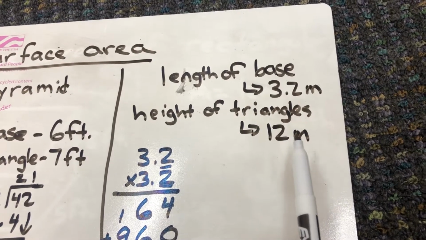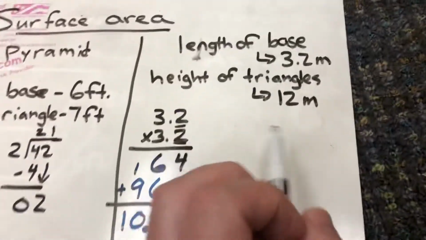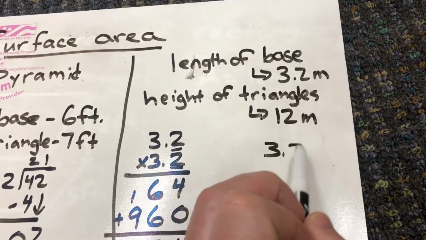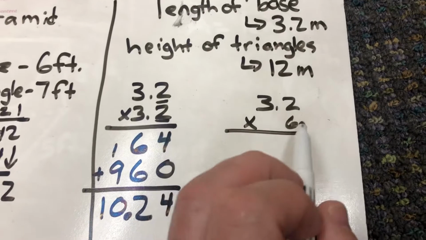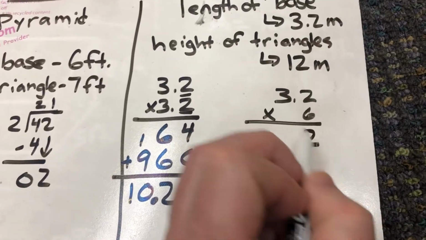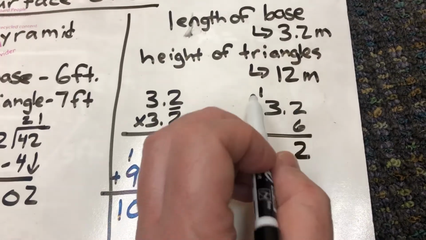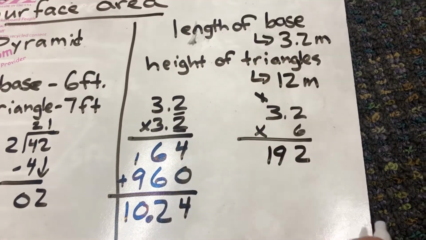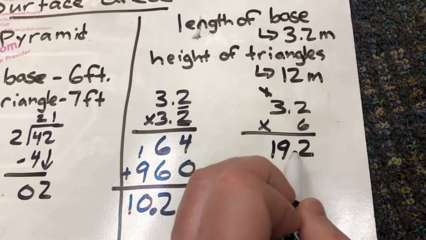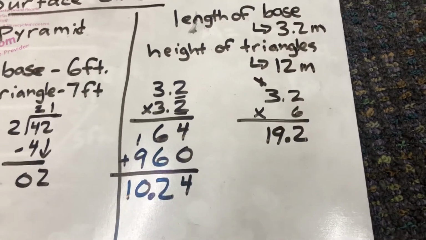Okay, and I'm just going to do my division by 2. It'll give me the same answer. So I'm going to come over here and do 3 2/10 times 6. Well, 6 times 2 is 12. Put the 2 down, carry the 1. 6 times 3 is 18, plus 1 is 19. 1 digit after the decimal in the problem, so 1 digit after the decimal in the answer.